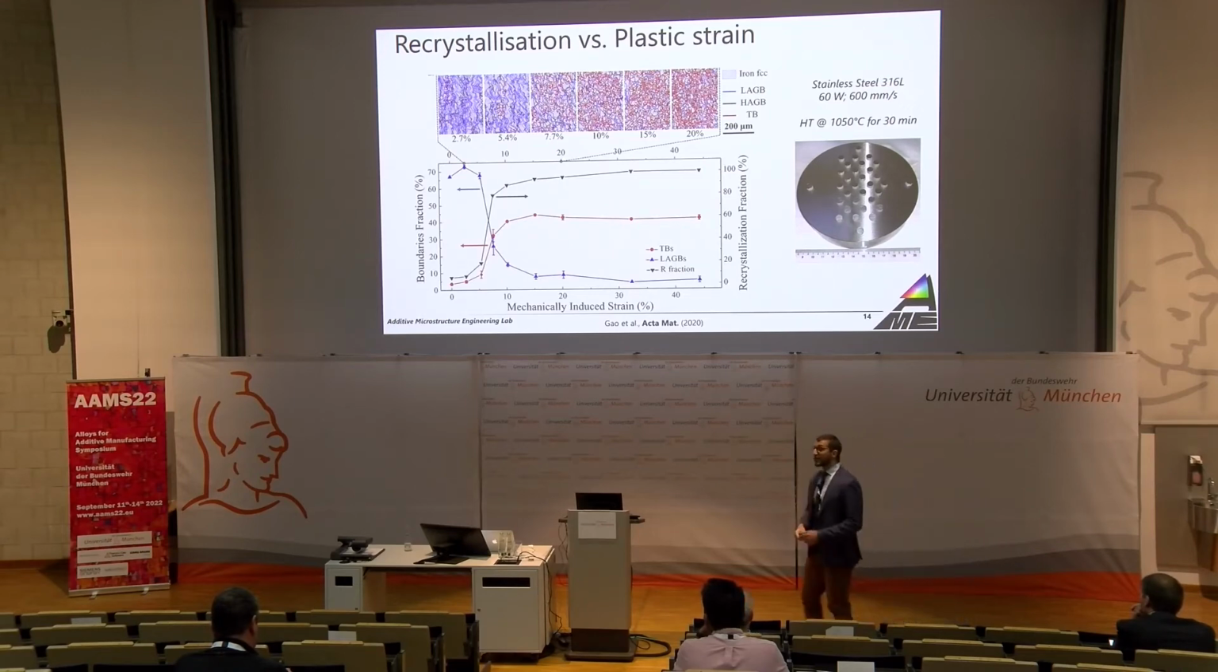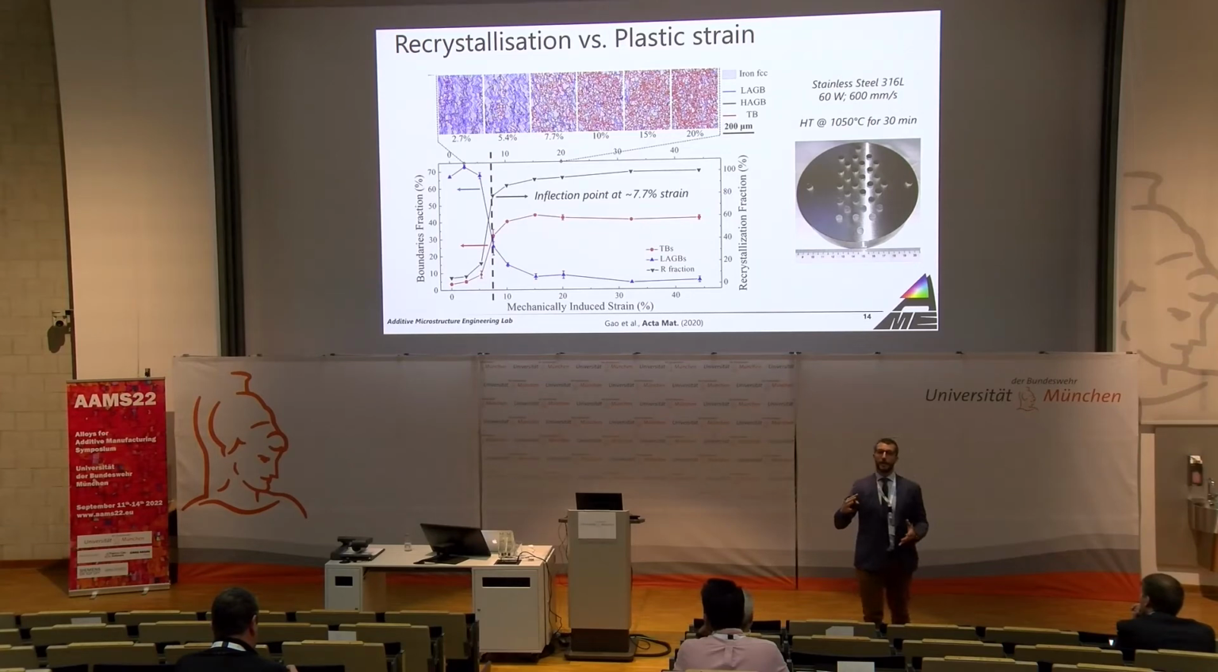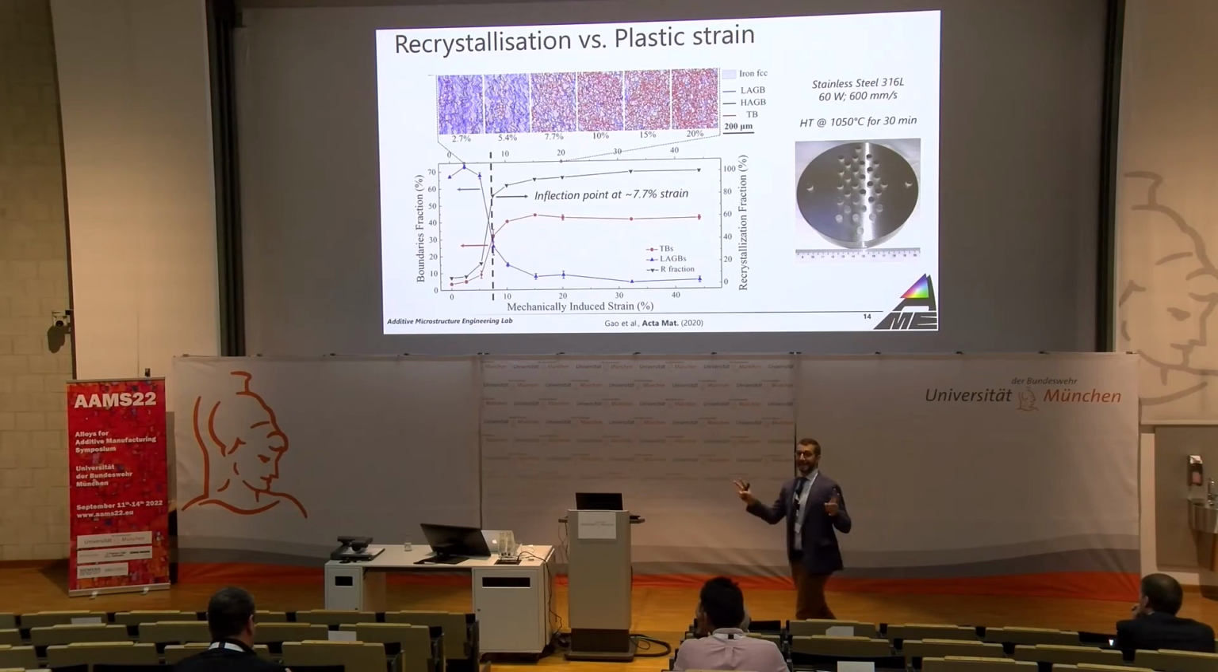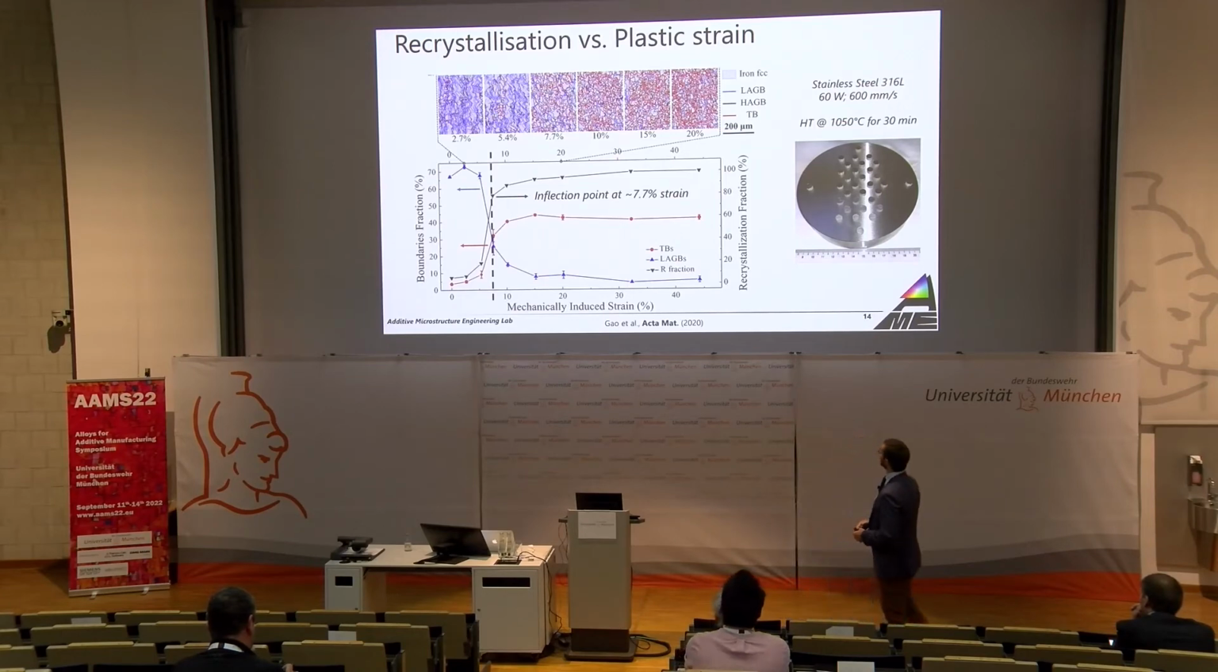Now, maybe not so surprisingly, what you see here is that there is an inflection point. Above that level of strain, most of the material undergoes recrystallization. That's also what you can see qualitatively from this EBSD map. Below that, what I call a mechanical kick, basically everything is stable. Most of the microstructure is stable and doesn't undergo recrystallization.